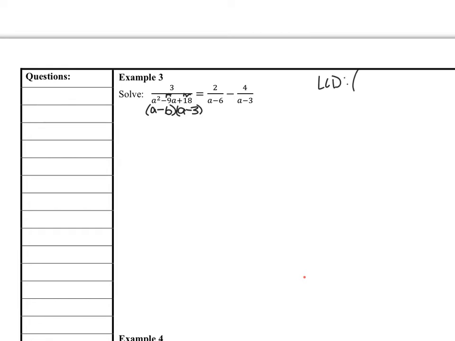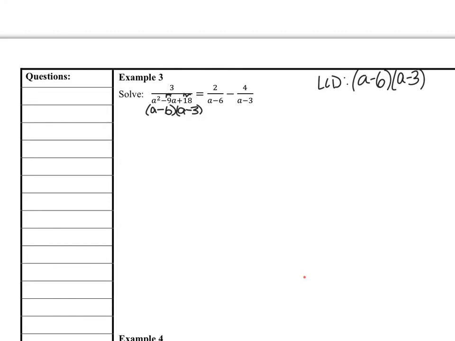remember, start on the far left. We haven't used a minus 6 yet, so we need it. We haven't used a minus 3 yet, so we need it. But then on the second denominator right here, we already have a minus 6, so we don't need to write it a second time. On this one, we already have a minus 3, so we don't need to write that a second time. Okay, so we're done with that part.